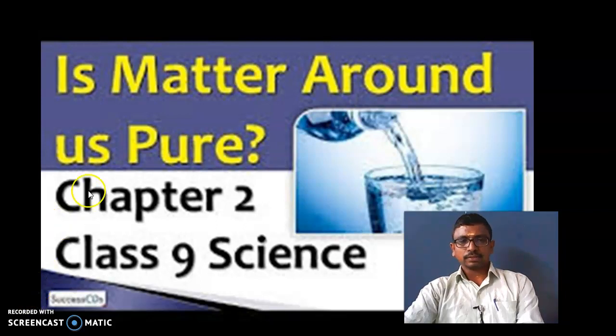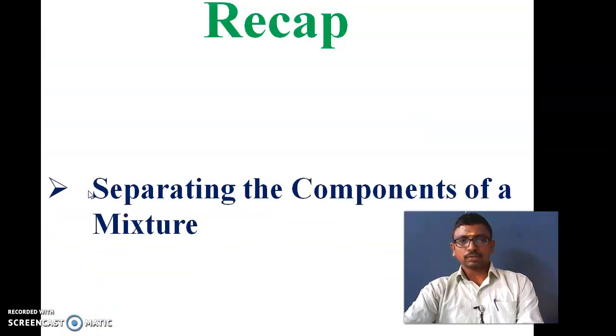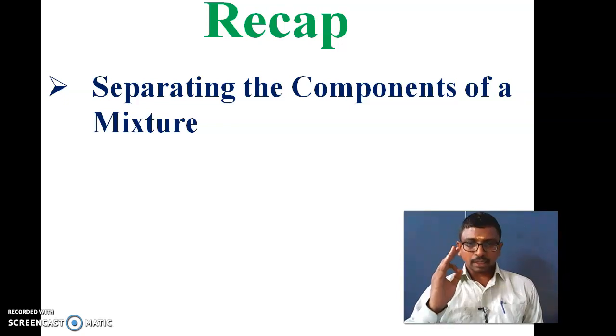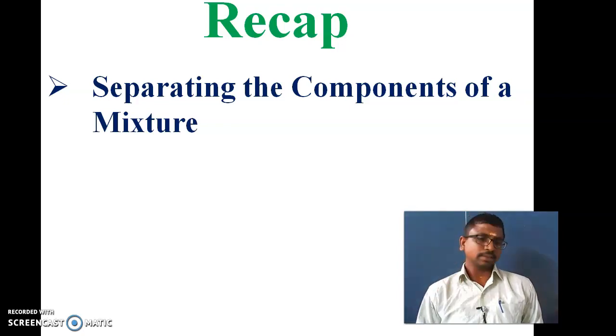So in the last class we discussed separating the components of a mixture. In that we discussed the various techniques for how to separate the components of mixtures. So what are the techniques we discussed? Yes, we discussed three techniques. The first technique is evaporation, the second technique is centrifugation, and the third technique is the separating funnel. With these apparatus we can separate the components of a mixture.